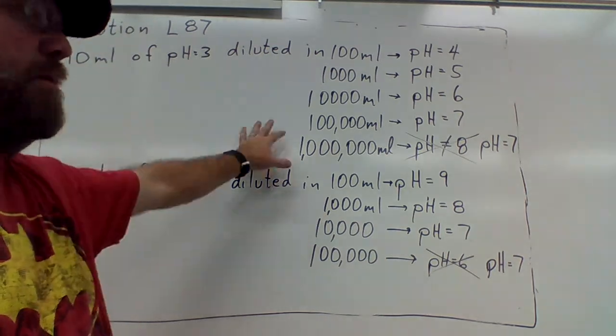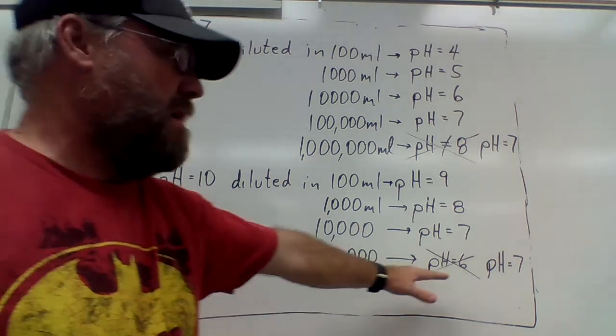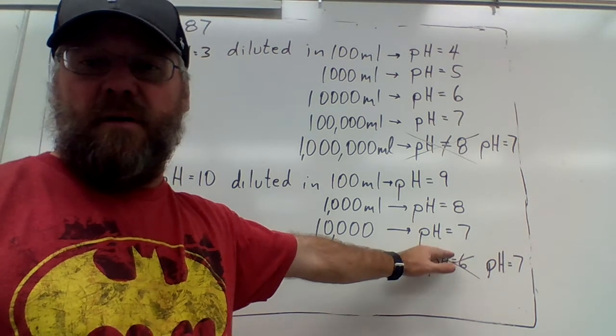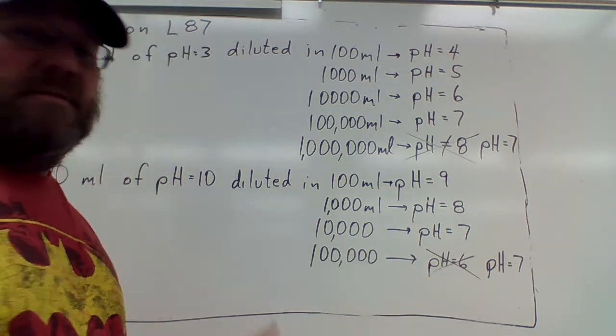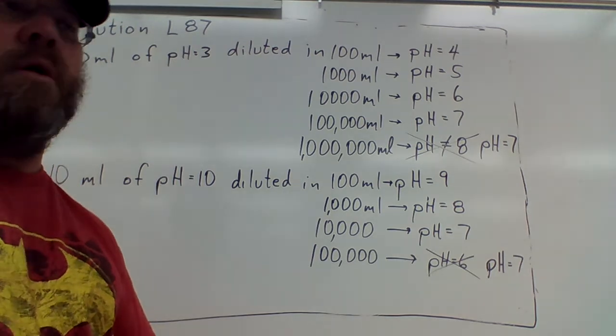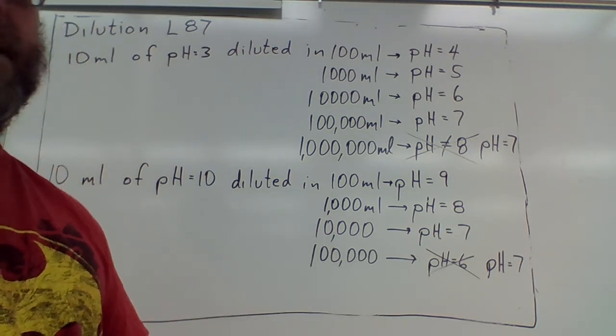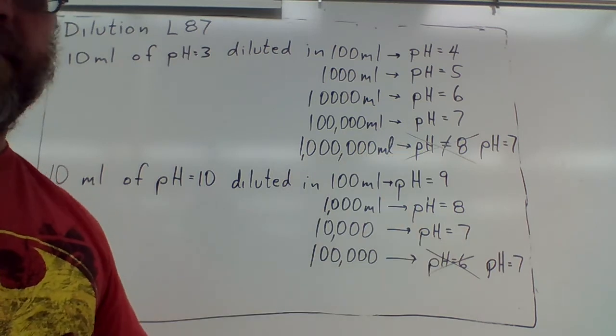By the same token up here, if I went to 100,000, 100,000 doesn't drop me to 6 because as far as I can go is the 7. So anything again above 10,000 milliliters is going to keep me getting closer and closer and closer to 7, but I can never drop below 7.